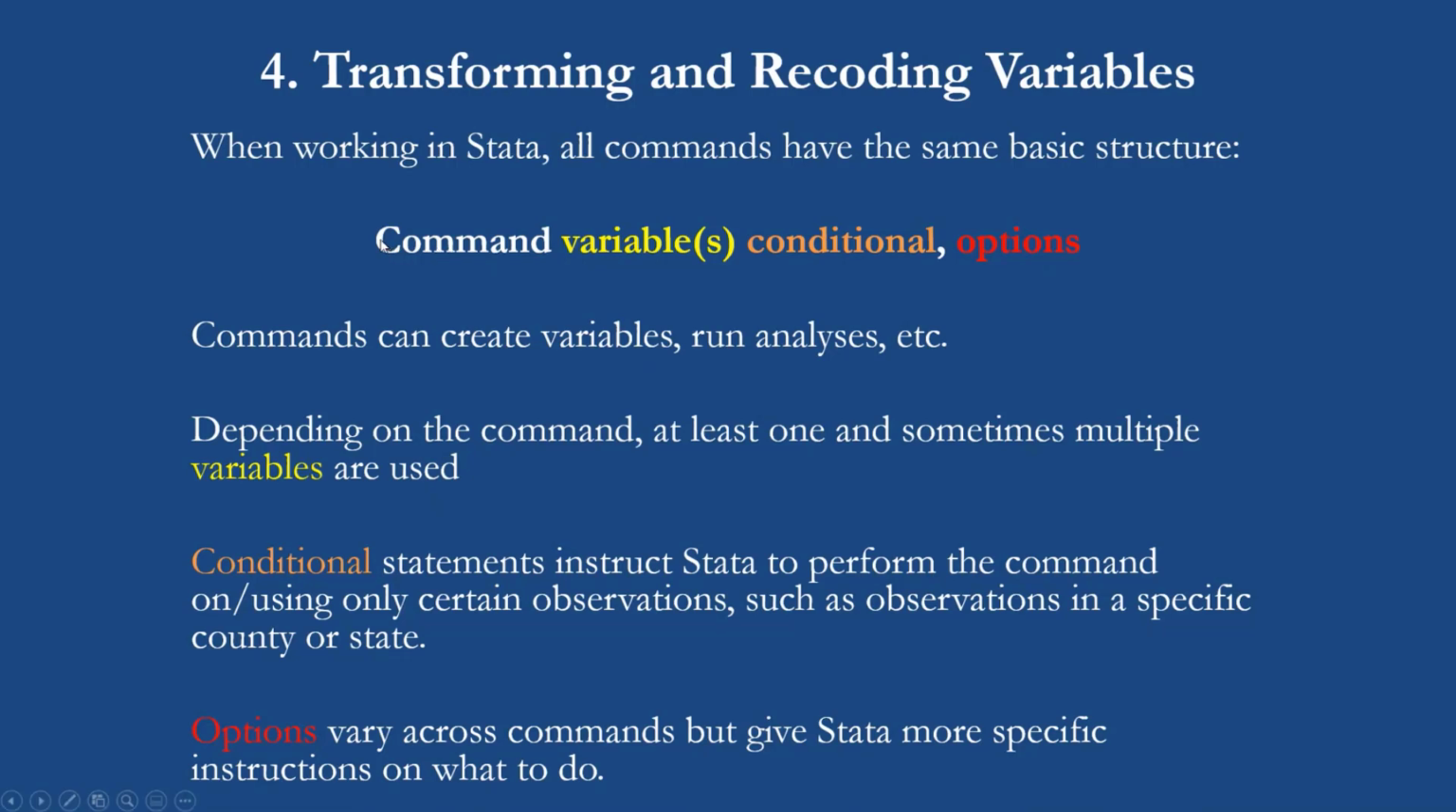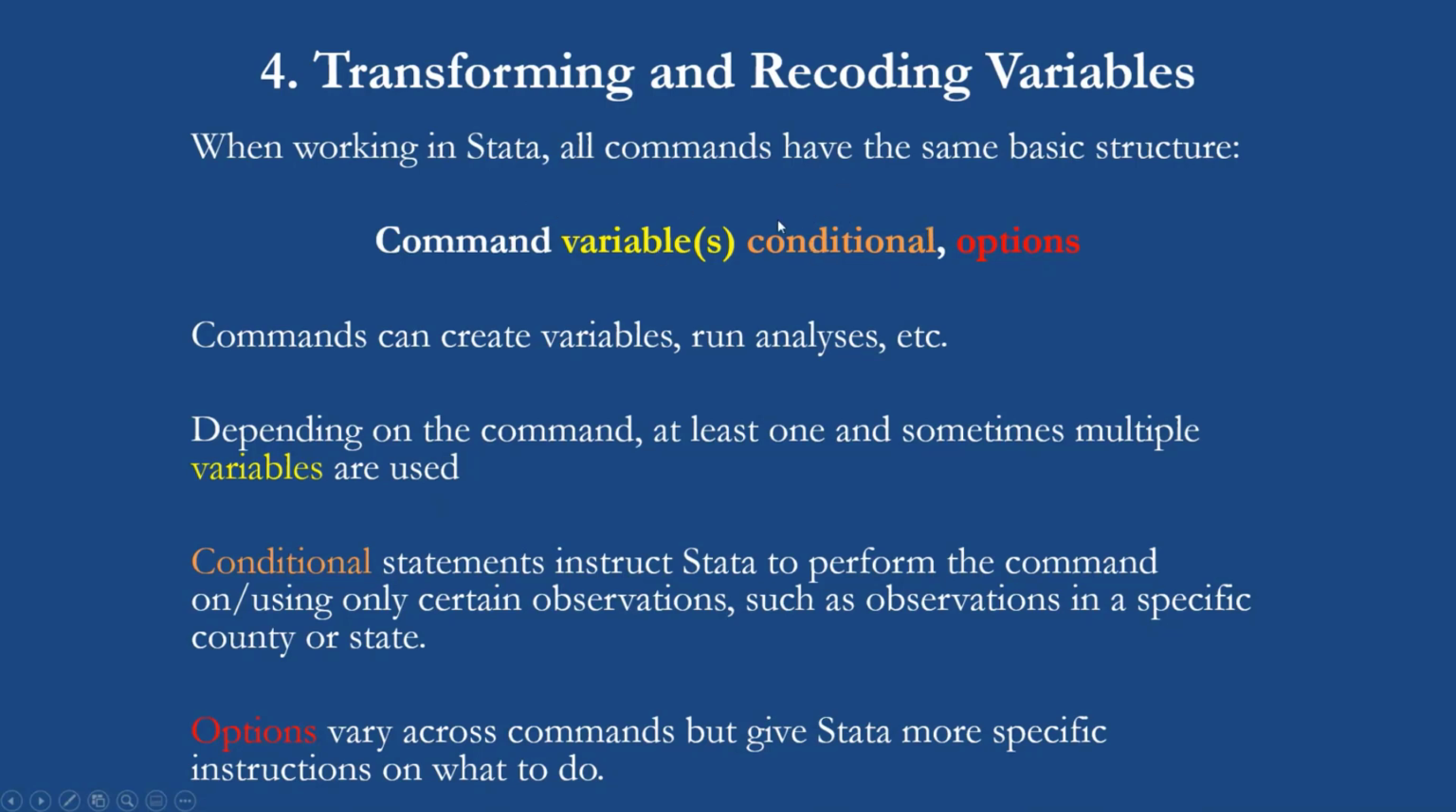So the first line is just the command. That can be things like creating a variable, running a regression, or getting descriptive statistics, so all of that. So there's a command, and that's telling Stata what to do. Then you'll put one or more variables. You're telling Stata to perform a command on these variables. Basically, every time you work in Stata, you're going to have a command and then variables.